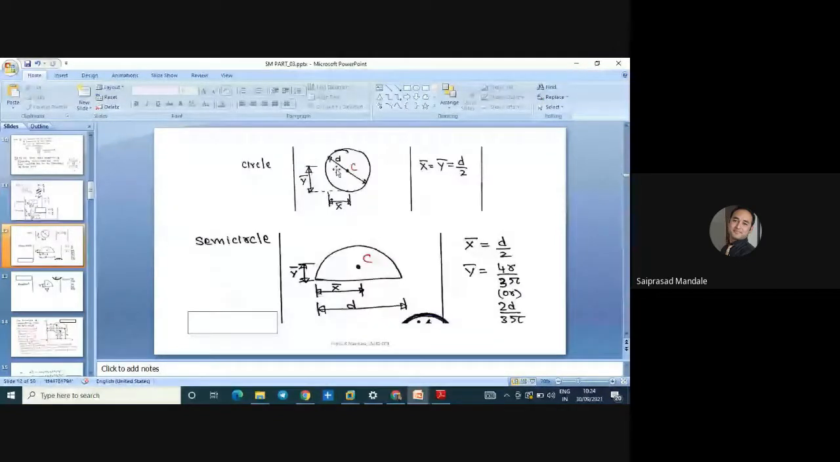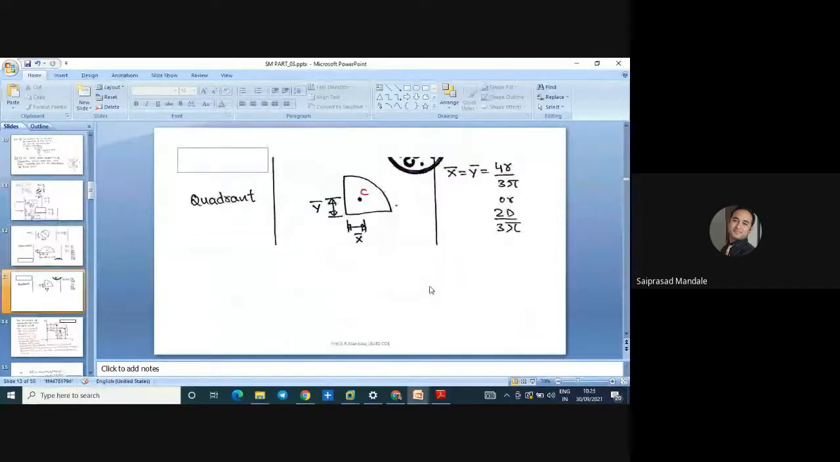Then for the circle, the center is always half of the diameter, so it is D by 2. For a semicircle, it is D by 2 as it is the diameter. If I cut the diameter at the center, there will be D by 2. And in case of y, it is 4R by 3 pi. We don't need all those geometries; we need some basic foundations. But from the point of view of information and revision, we require these things. Okay. Then for the quadrant, it is 4R by 3 pi and 4R by 3 pi. So the section is the same, 4R by 3 pi and 4R by 3 pi.